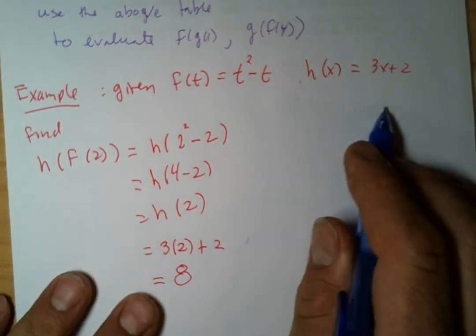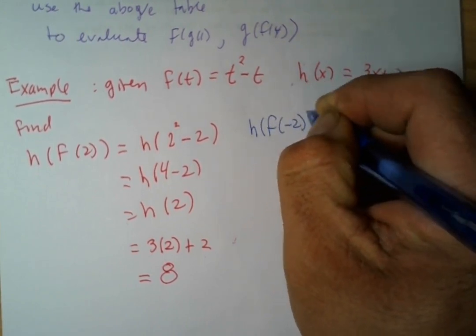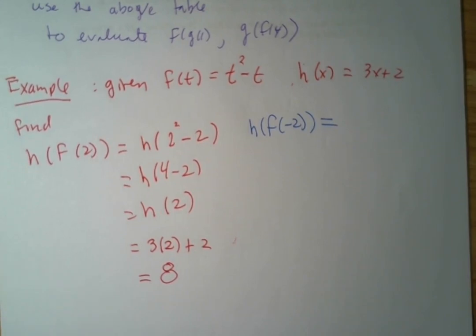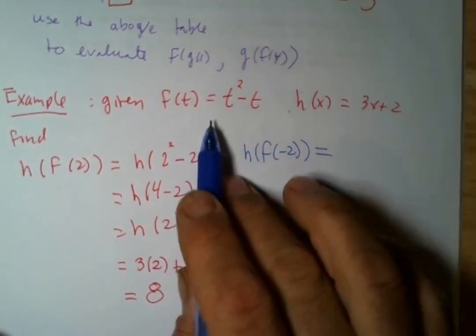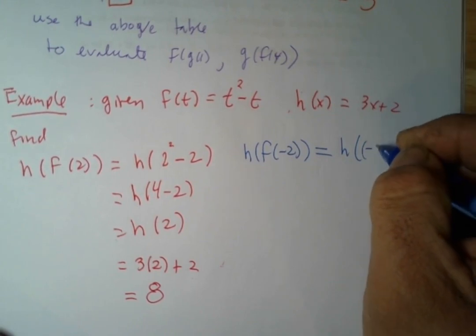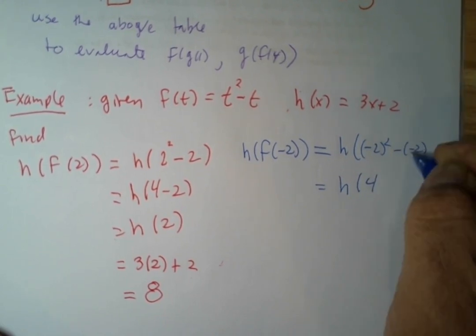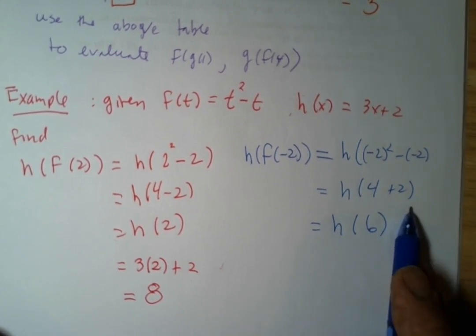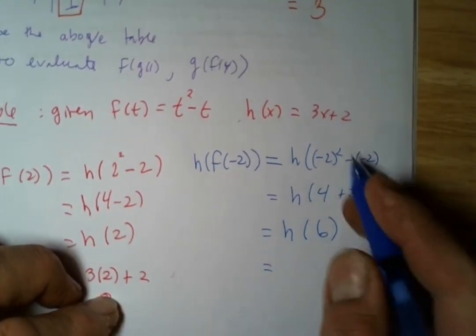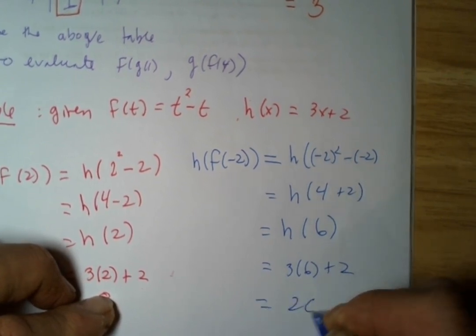All right. So same functions here, but now I want to evaluate h of f of negative 2. Okay, and then here we plug in negative 2 into h. All right, and we got h of 6, and 3 times 6 is 18, plus 2 is 20.